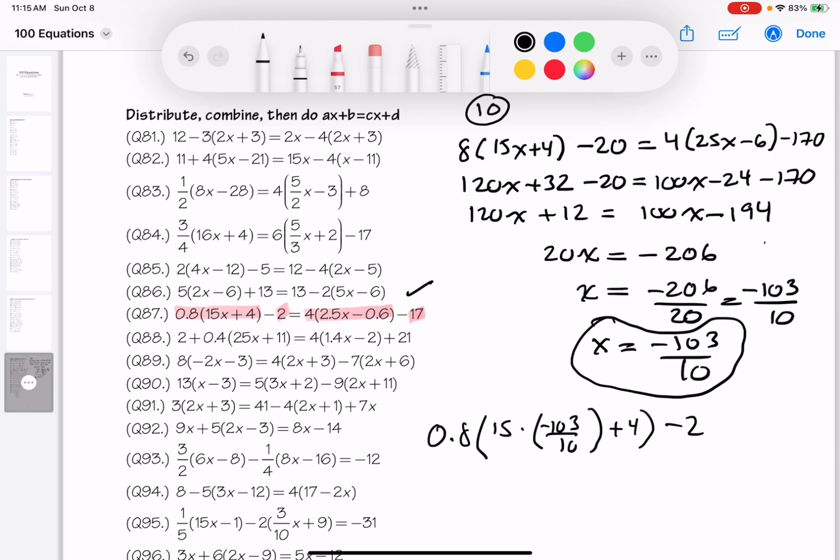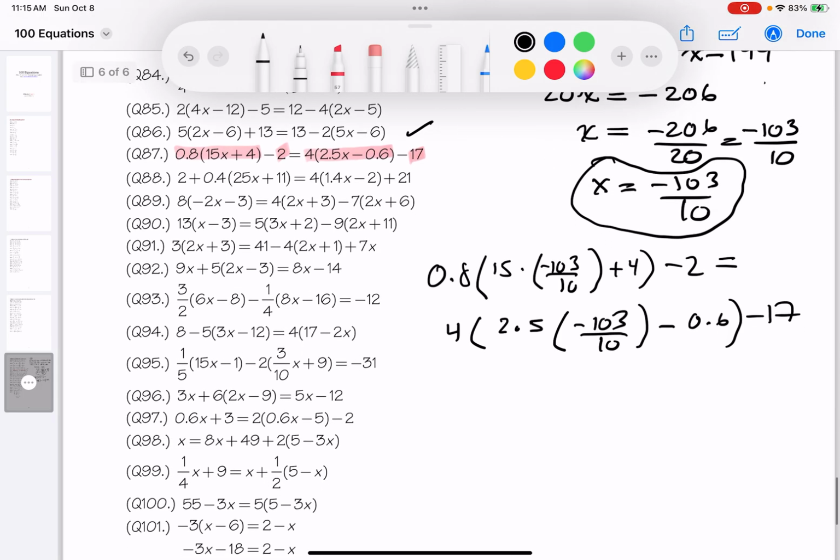And then minus 2. Now, it's equal to something. What's it equal to? 4 times 2.5. And that's going to be minus 103 over 10, minus 0.6, and minus 17. And I'm just kind of practicing my arithmetic over here. So 0.8. And I'm going to look at this guy over here, and it doesn't look that bad to me. I'm going to divide through by 5. And what would you get? You'd get 3.